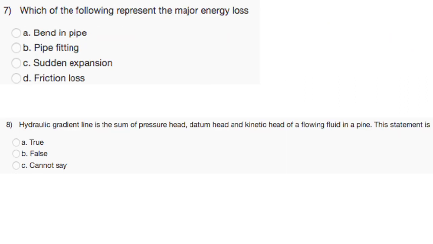Which of the following represent the major losses, that is the bend in the pipe, fitting in the pipe, sudden expansion, or the friction losses? The major loss. Try to think on that. Question number 7. Which of the following represent the major energy losses? Bent pipe, pipe fitting, sudden expansion, friction losses.